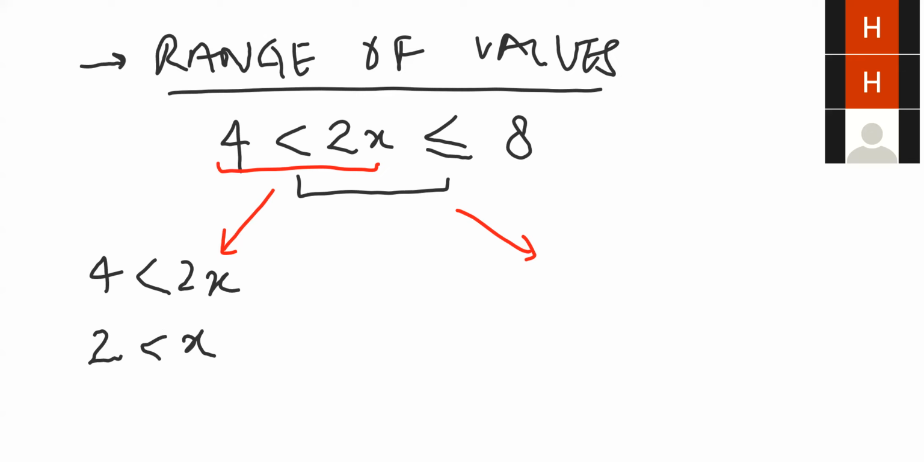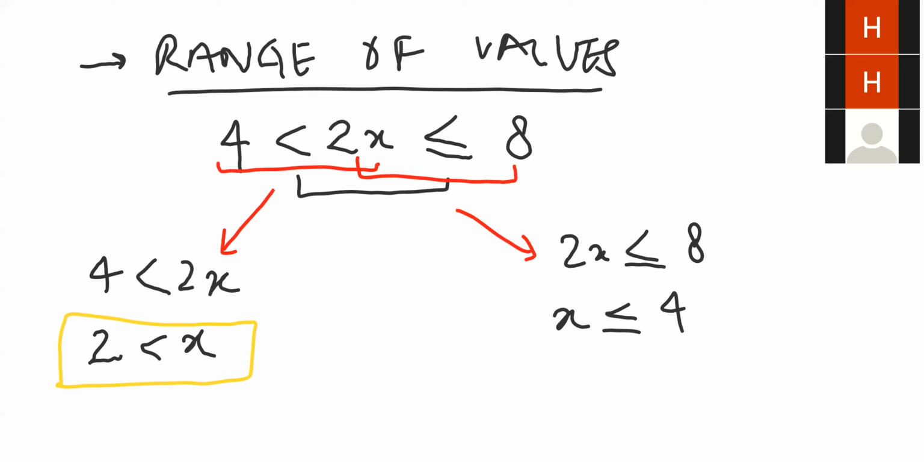However, on the other side, I have 2x and 8. So I'll be writing it as 2x is less than and equal to 8. Therefore, my x comes out to be 8 over 2, which gives me 4. So now I have two values of x, and they're saying that my x is greater than 2 in this one, and my x is less than and equal to 4 in this one.